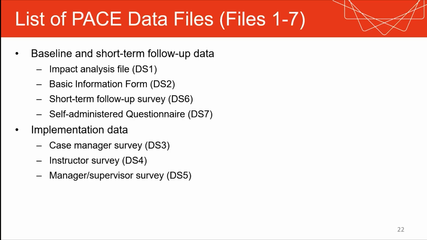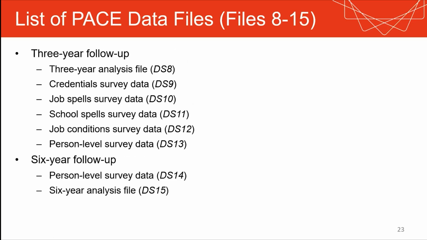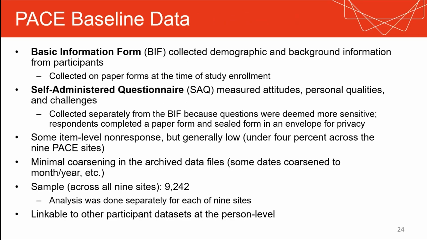In the archive, there are 15 different PACE data files. I'll go through each of them in some detail, but I'll just start with a list. We have baseline and short-term follow-up survey data. These are participant level data files. We have implementation study data. These were based on surveys that were fielded to program staff. We have 3-year follow-up survey data and 6-year follow-up survey data. Both of these are participant level data files. So we'll go through these in some detail. So we'll start with the baseline data.